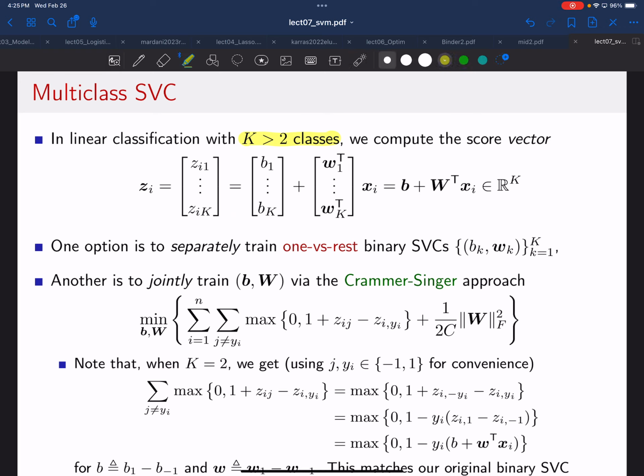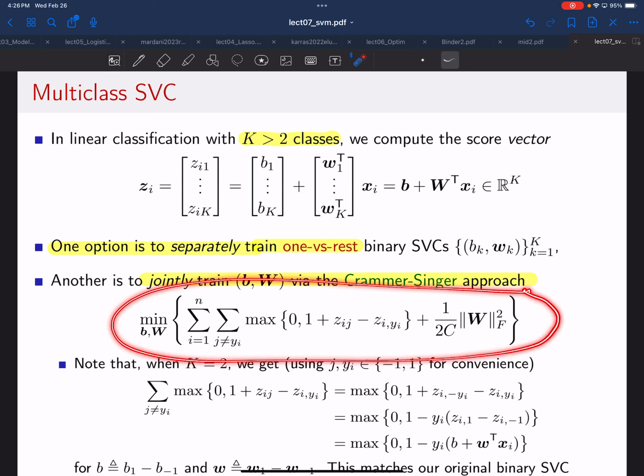And there's basically two approaches. One option is just to separately train the first BW pair, the second BW pair, and so on. That's maybe the most straightforward option. That is similar to what we saw in logistic regression as also one of the options there, one versus rest, design pairs of binary classifiers. But in logistic regression, we also talked about jointly designing them using MLR. And here, we can also do a joint design, but it has the name of the Kramer-Singer approach. And it's a little bit more complicated to look at, but basically this is how you do it.